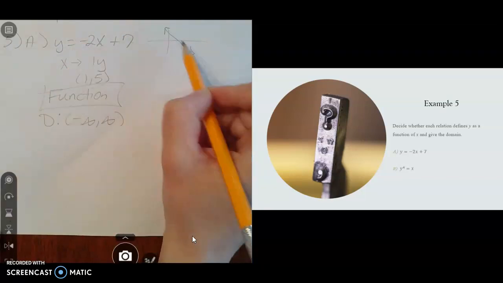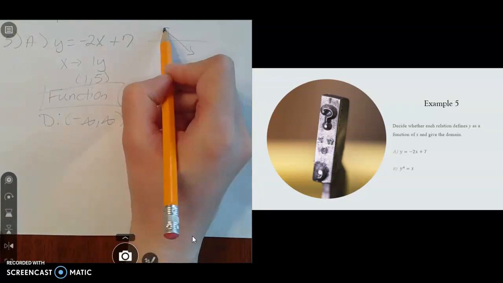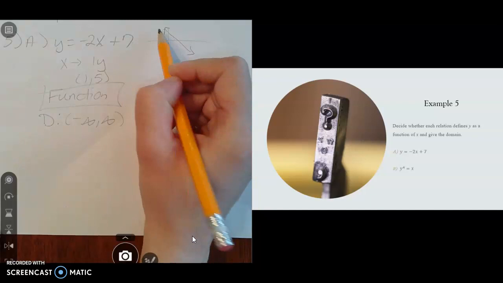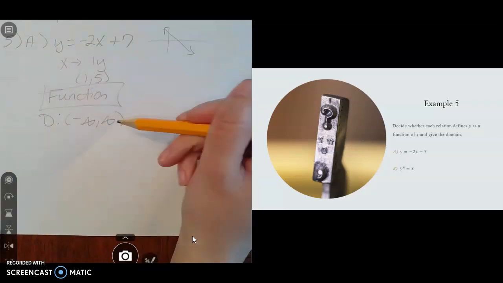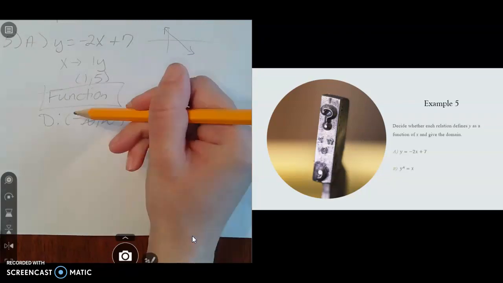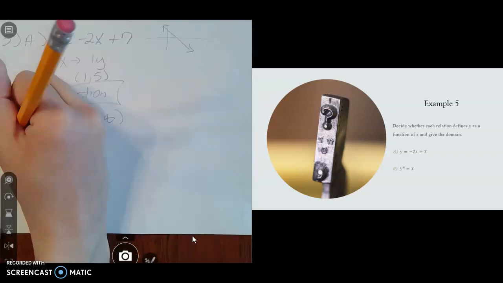If you have that sketch in your brain, you can also think, how far left does it go? Well, it keeps going forever in that negative direction. That would be negative infinity. How far right does it go? It keeps going forever in that direction, which would be positive infinity. And we always use parentheses with our infinities. Okay? Let's look at the next one.